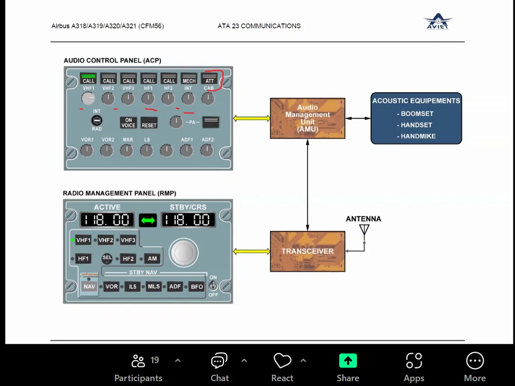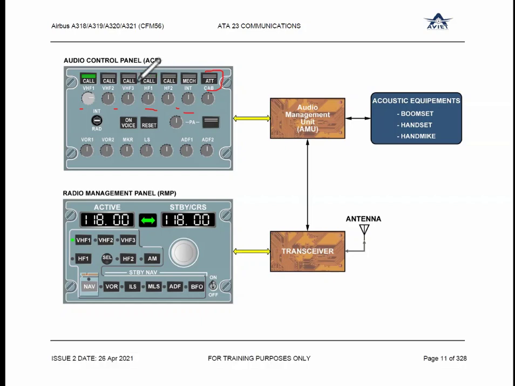So these buttons which you see here are VHF1, VHF2, VHF3, HF1, HF2, 5. Then this is for the mechanic call, meaning ground call, mechanic call, or interphone. This is attendant, cabin crew. So the cabin attendant call, right? So these are dedicated for particular channels.